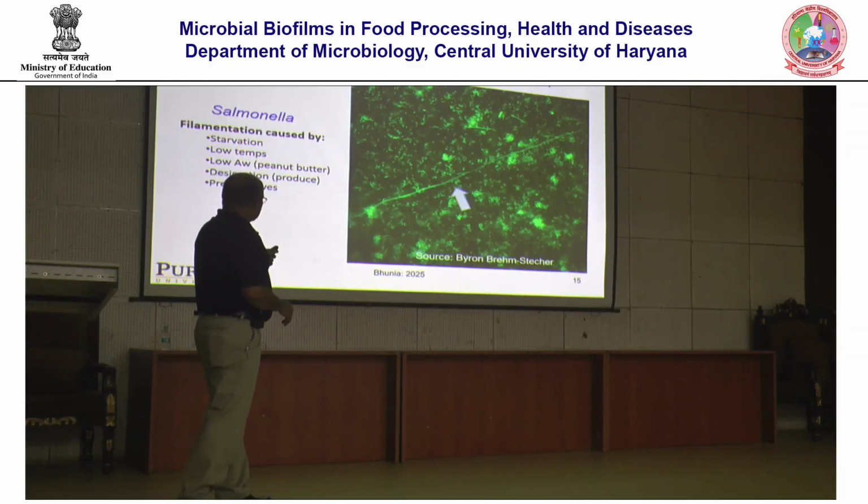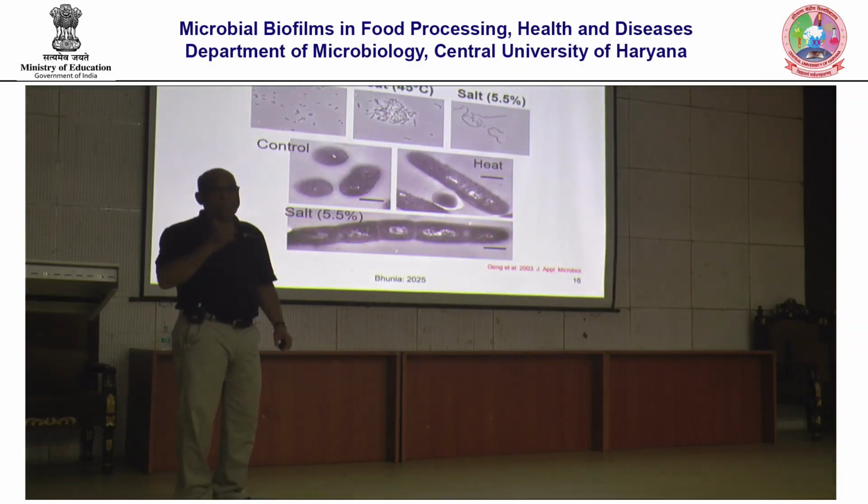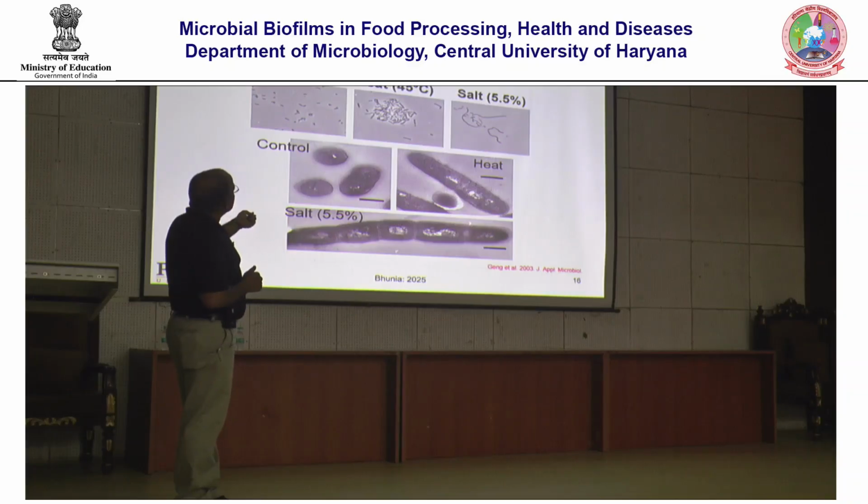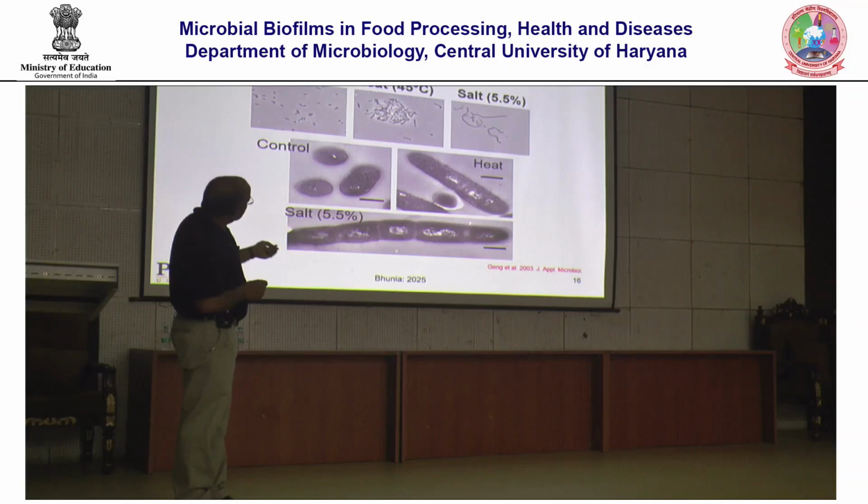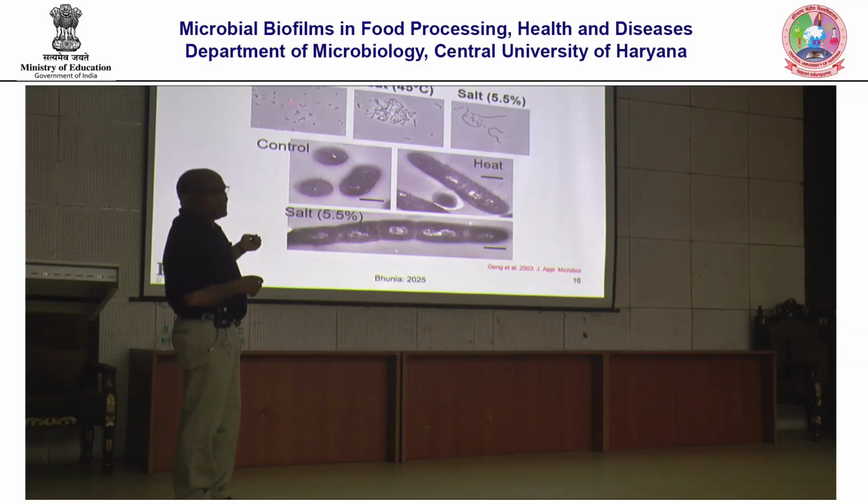Okay, let's look at another organism. This is Listeria, which has very short rod cells, 1 to 1.5 micron long. And if you stress them, can you see this? These cells are long. And what else are they doing? Aggregating. Look at that when they are grown in salt, 5.5%. If anyone looks at these cells, you will never think these are Listeria, right? Actually, we are used to seeing Listeria as this short rod.